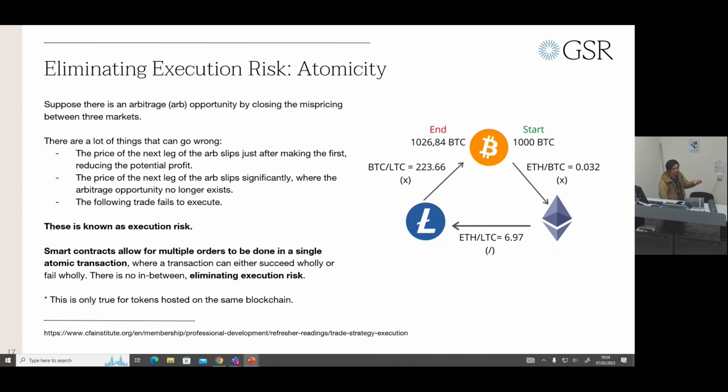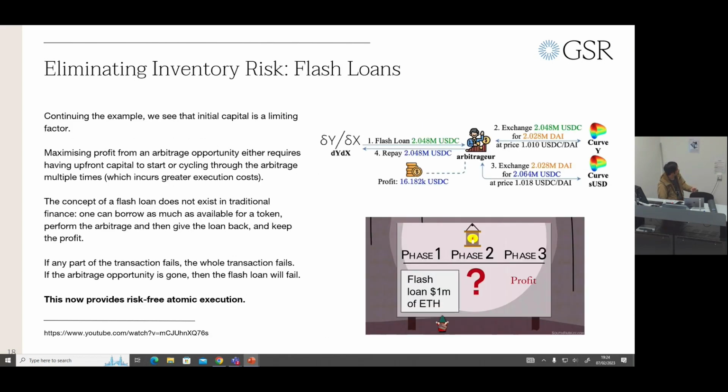So that eliminates execution risk, which is one of the largest things, and it luckily saves a lot of headache for traditional traders coming in from traditional clients into trading DeFi. They have a lot less to worry about when they can eliminate execution risk.